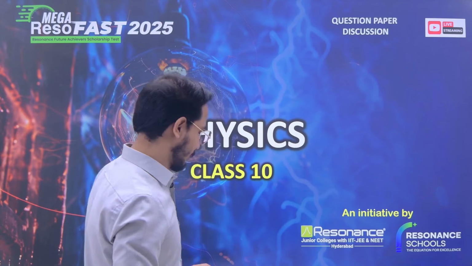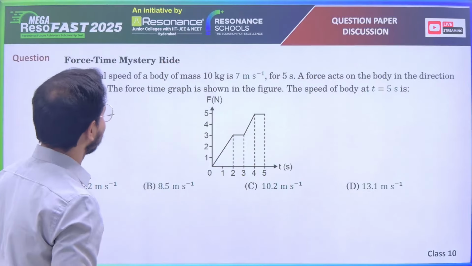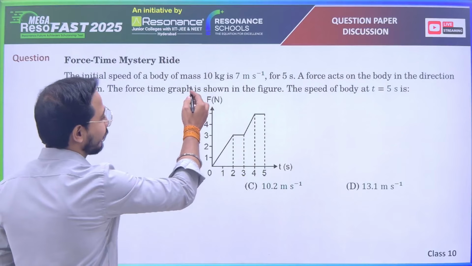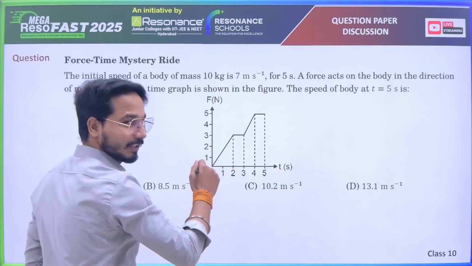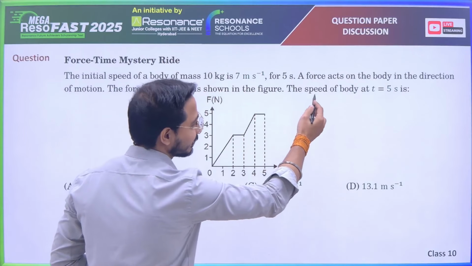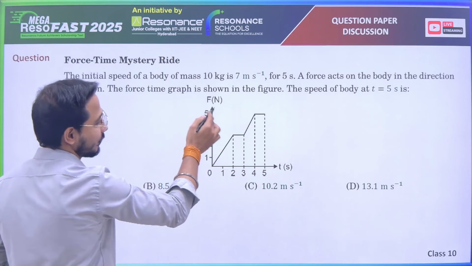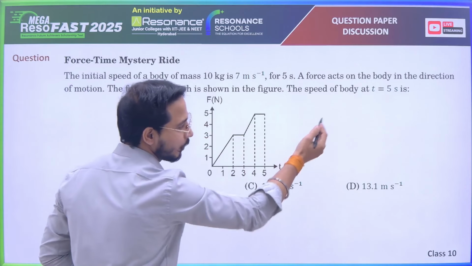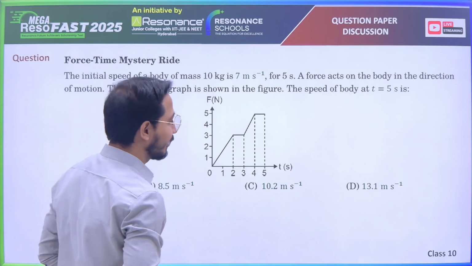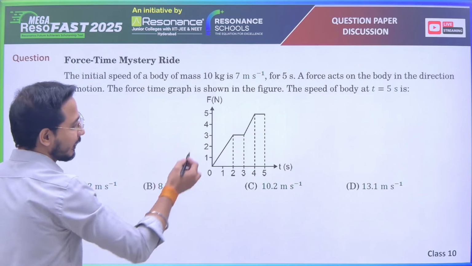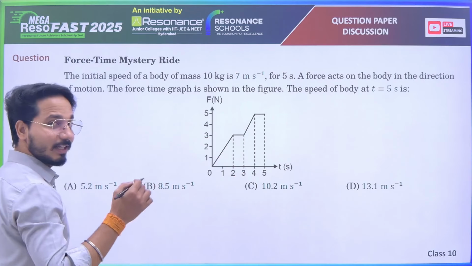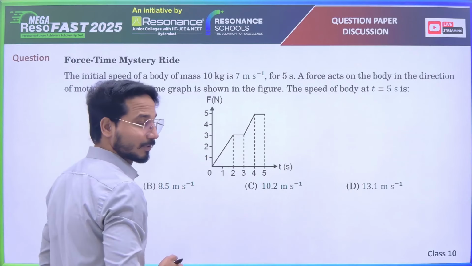Coming to the first question. The initial speed of a body of mass 10 kg is 7 meter per second. For 5 seconds, a force acts on the body in the direction of motion. The force-time graph is shown in the figure. The speed of the body at t equals 5 seconds is? We know that the F-t graph is given and the area under the F-t graph gives us impulse, right?